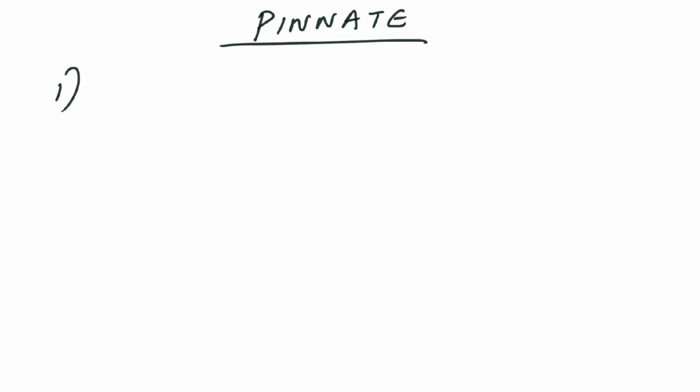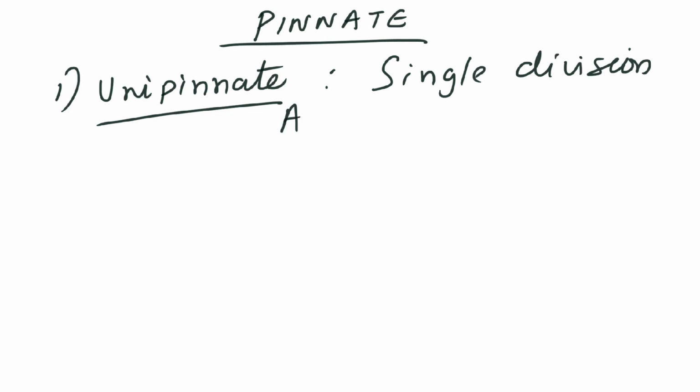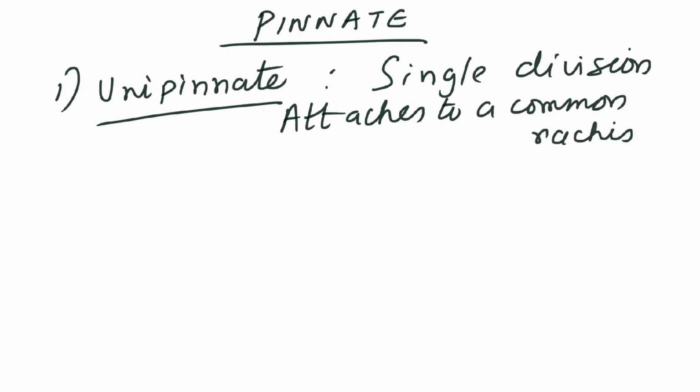So as far as pinnate compound leaves are concerned, it has its own subdivisions, and we are beginning with unipinnate, which simply means that there is a common axis, and this axis, as I already told, is called rachis. So it's a case where the division into leaflets is happening only once, and there's a common axis which is called rachis.